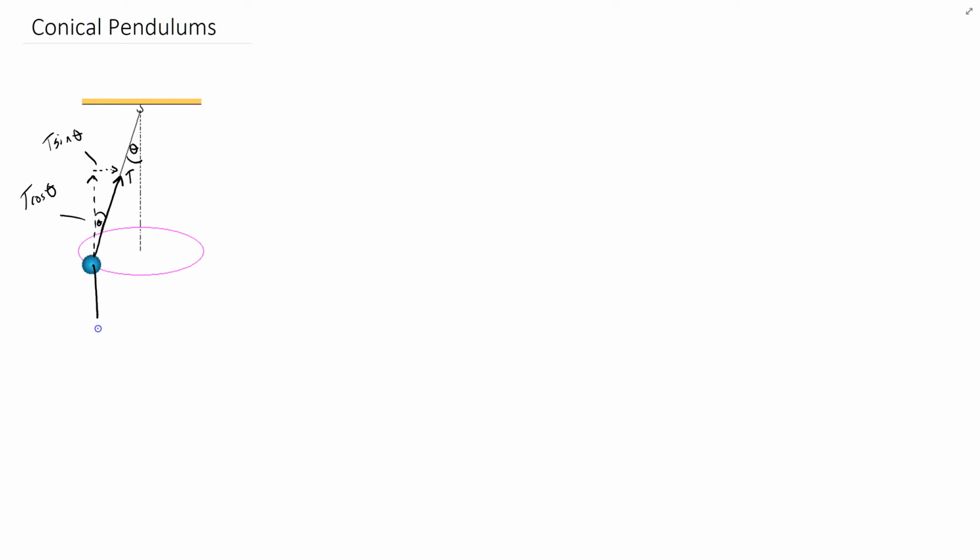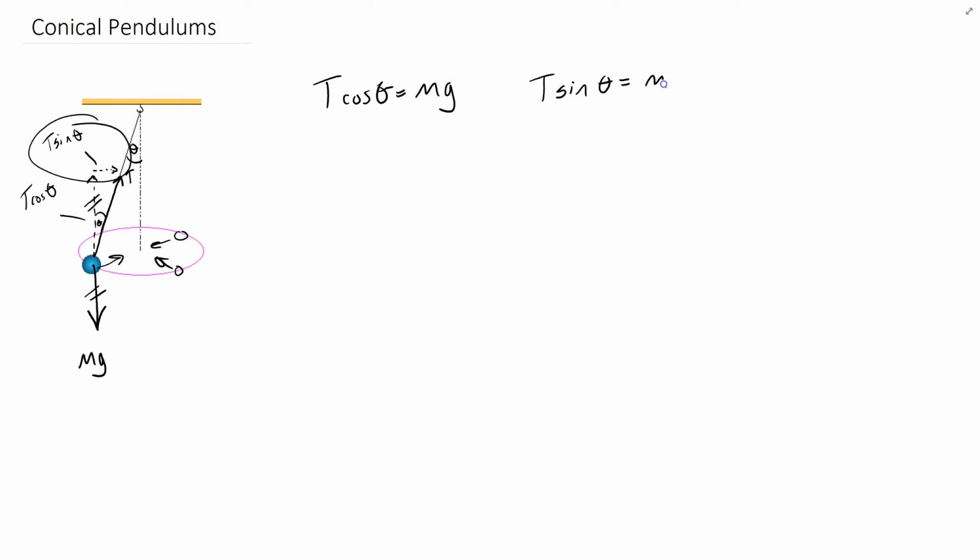Now the weight goes down, mg, and so we get two equations. First, we know that the weight is going to be equal to T sine theta, or I'm sorry, T cosine theta. So T cosine theta equals mg. The second equation is that T sine theta is the force that always points towards the center of the circle, no matter where we're at. So T sine theta becomes our centripetal force, and we set it equal to mv squared over r.